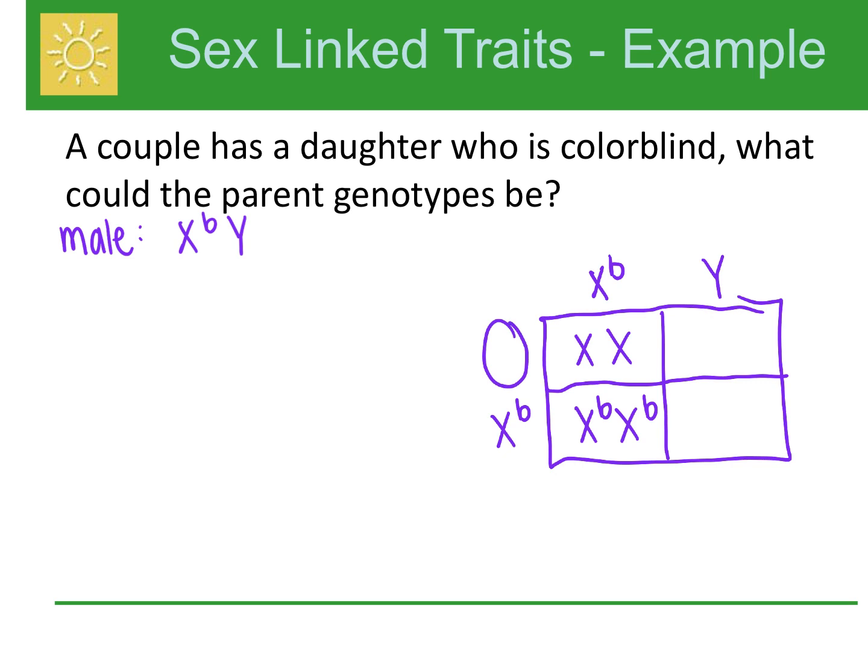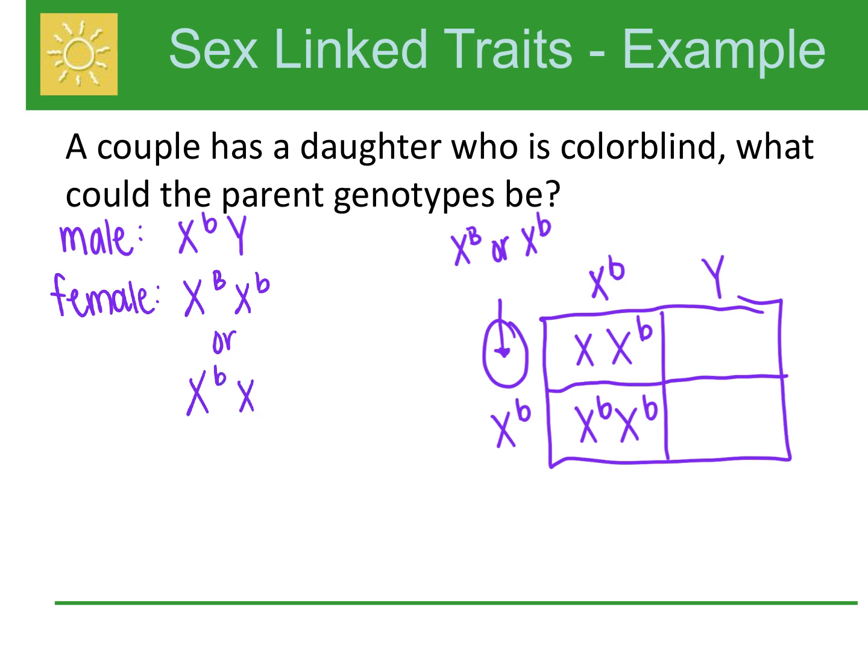The female genotype right here, it doesn't matter. Mom could be X big B, or she could be X little b. It doesn't matter because either way, as long as this one's X little b, you could still have a colorblind daughter. So for the female, she could be X big B, X little b, or X little b, X little b.